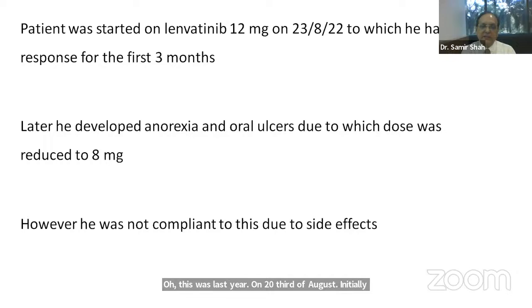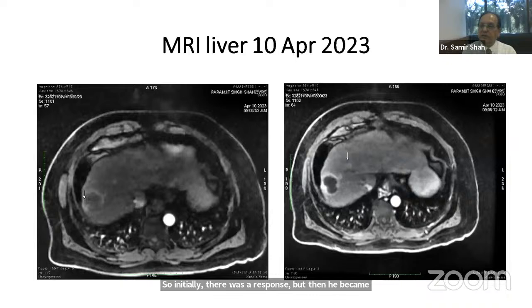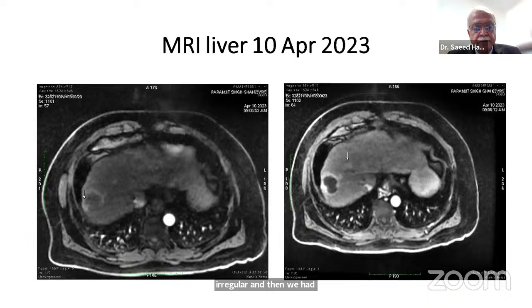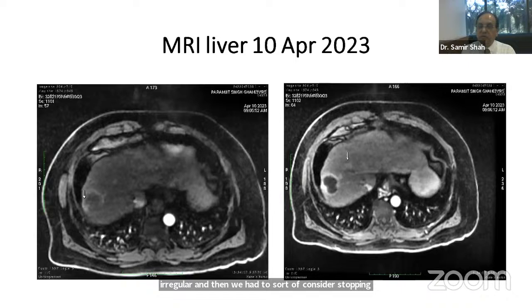However, he was not compliant because of side effects. So initially there was a response, but then he became irregular, and then we had to consider stopping lenvatinib. This is this year, April 2023. We had started in August 2022. He had continued lenvatinib initially regularly and then irregularly because of the side effects, with a reduced dose.